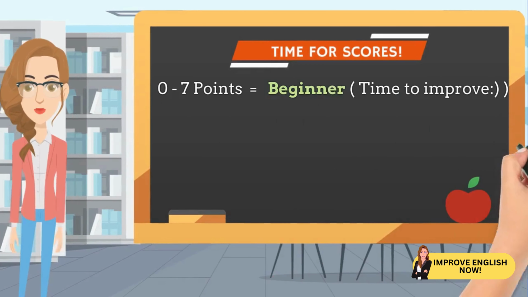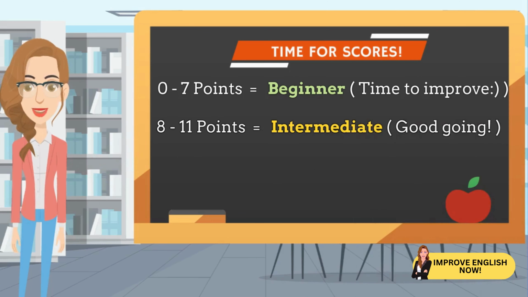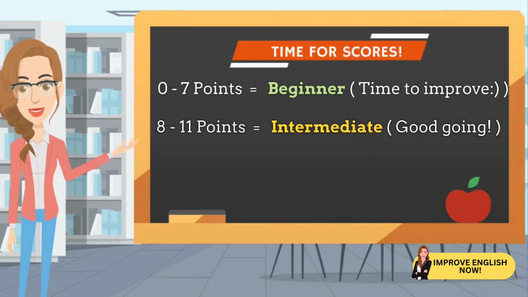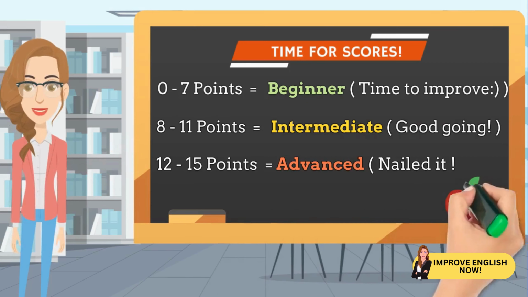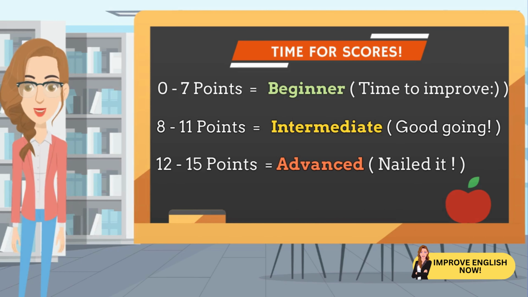If you got between 0 to 7 points, you are at a beginner level. If you got between 8 to 11 points, you are intermediate. Good going! If you are above 11, you have nailed it. Your English level is advanced.